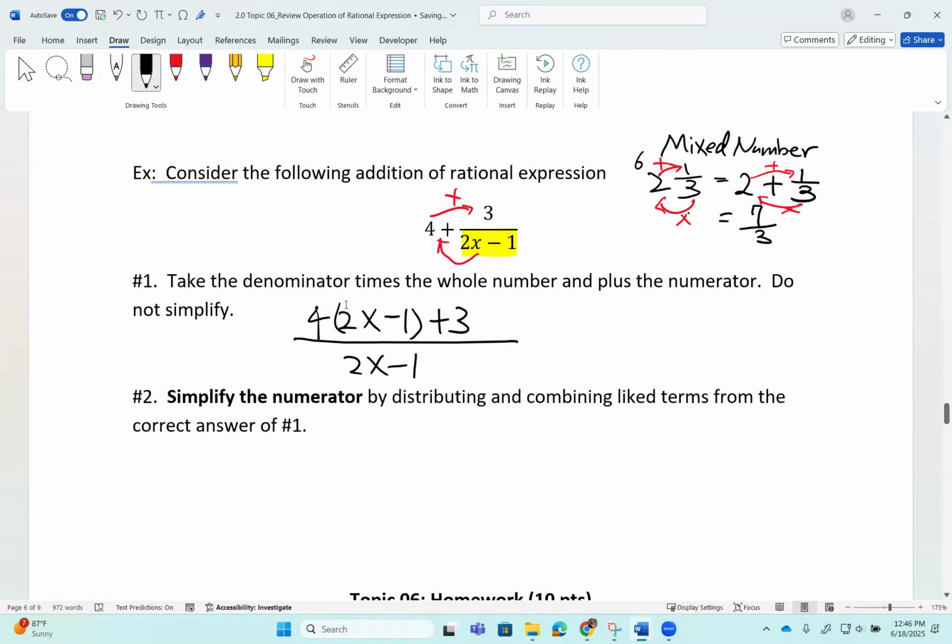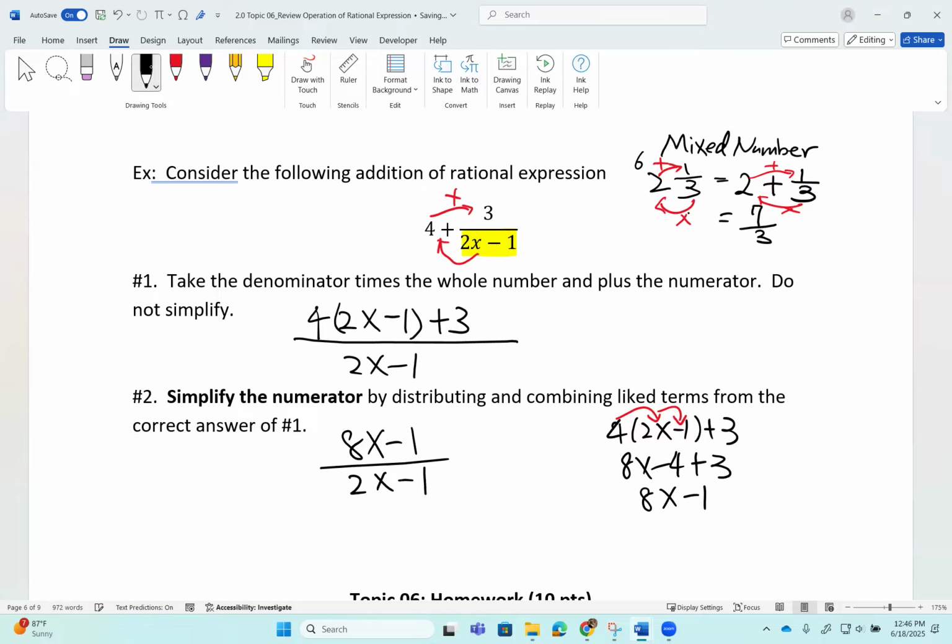Now I will simplify the numerator. So let's do this here on the side real quick. So distribute the 4. That should give me 8x minus 4 plus 3, which we know is going to be 8x minus 1. So my numerator turned out to be 8x minus 1 over 2x minus 1. So this is a 2-term expression on top over a 2-term expression on the bottom. They are not the same factor, so you cannot cancel it out. So this would be my answer.